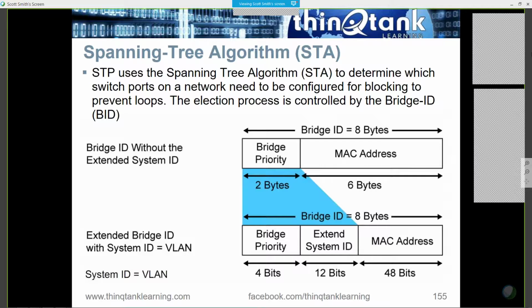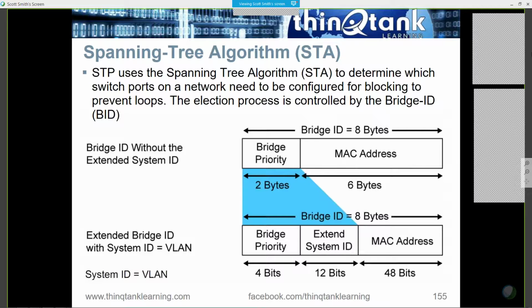Cisco didn't really, well, actually, no, they didn't invent spanning tree, because there was a version of spanning tree called CST before Cisco did their PVST. But Cisco said, you know what, we want to be able to optimize spanning tree per VLAN. So what we're going to do is change the bridge ID, and create this thing called an extended system ID, or extended bridge ID with a system ID.